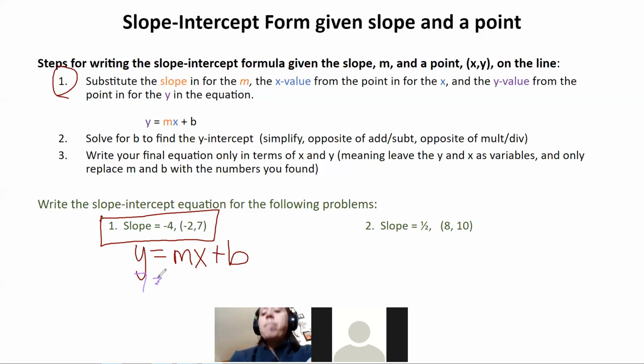What about my m? Which one's my m? Which one's the m? The -4 or the -2? 7 is y, we've already established that. Come on, guys, 50-50 chance. You got this.